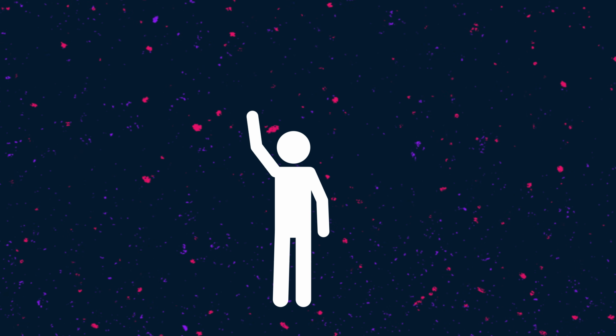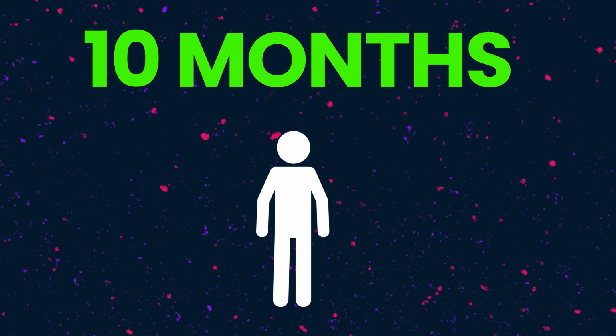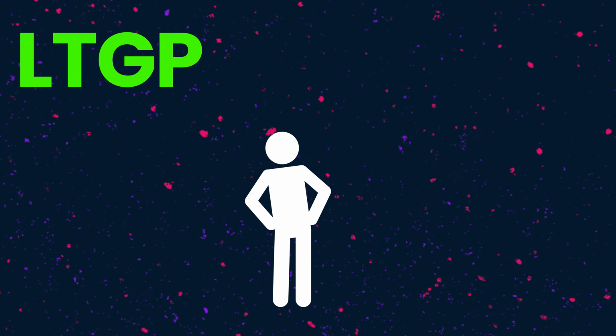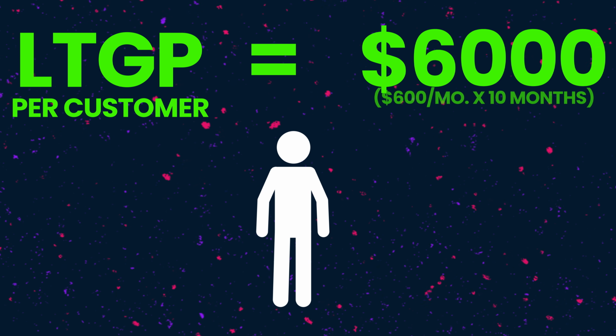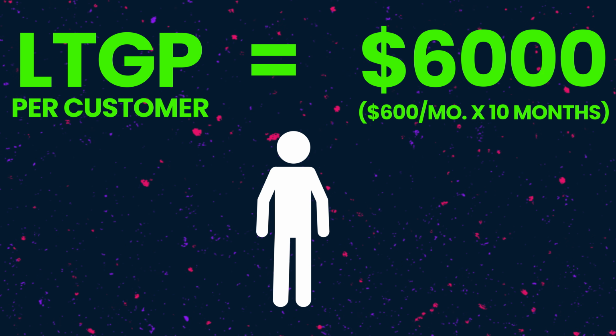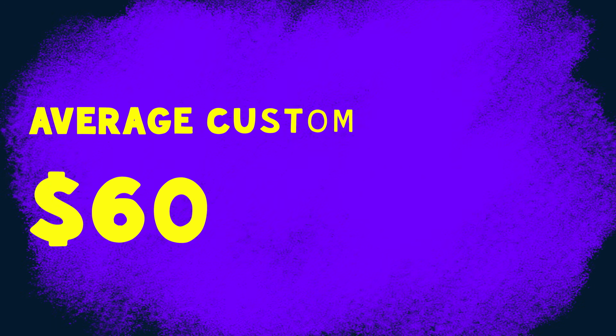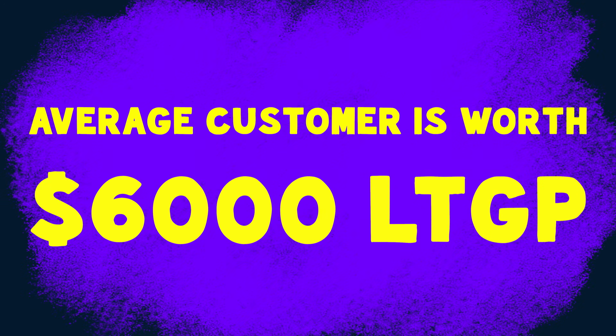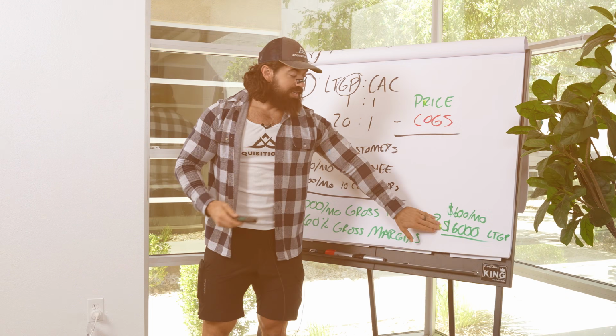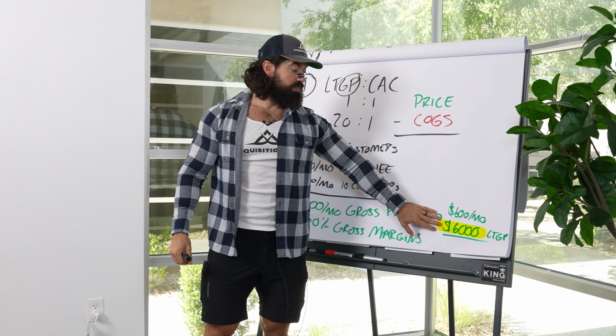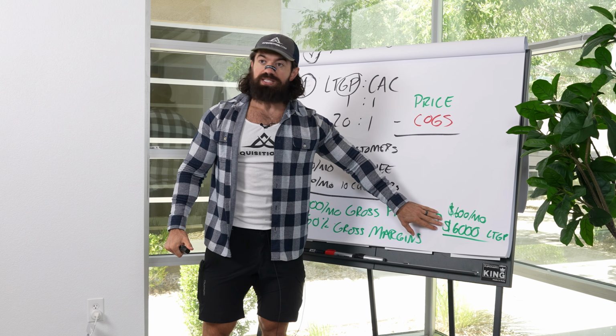So that's $600 per month per customer in gross profit. Now, we said earlier that they're staying for 10 months, which means that my lifetime gross profit per customer is $6,000 of LTGP. So now I know that customers are worth $6,000. So this is important because now this is all the money I have to go spend to acquire them and run the rest of the business.